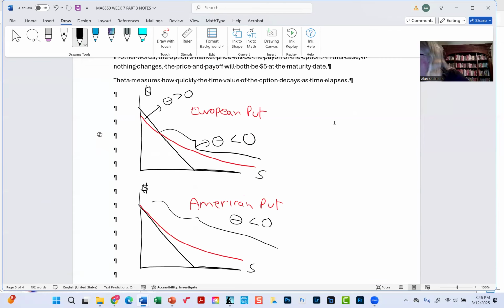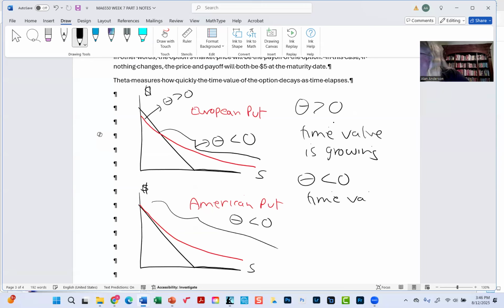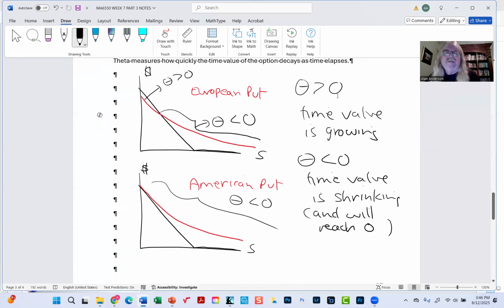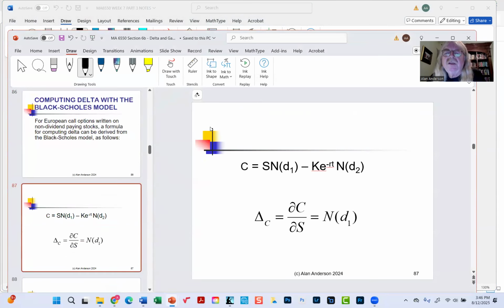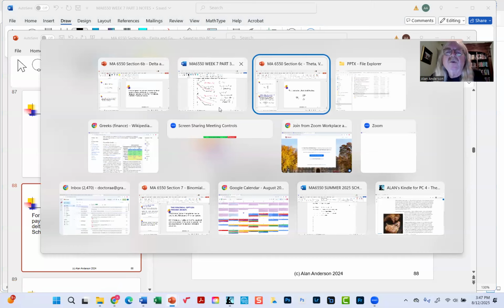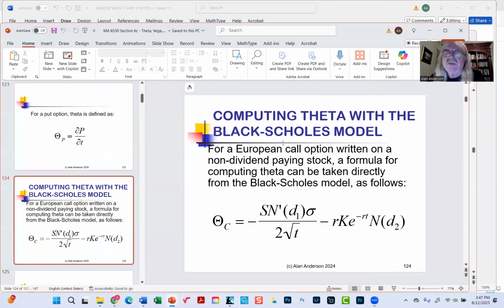So remember, theta positive would indicate that the time value of the option is actually growing. But that's not normally the case. And it will be zero at maturity. Okay. All right. So, yeah, we have this form, but you're not going to be expected to write any code with data. But here it is if you're interested.